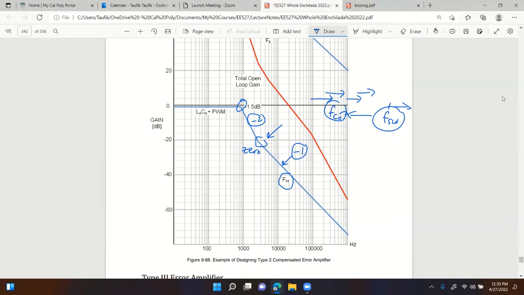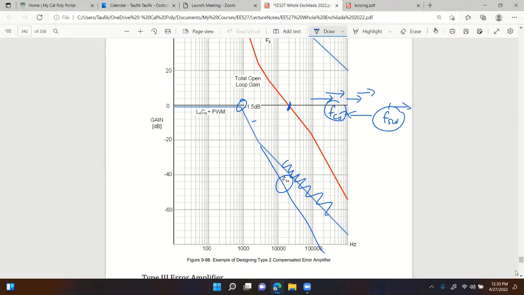So this is one case where we're going to need to use type 3, because then imagine if this is all -2 slope, something like this. Forget about this. Then you can still place your crossover frequency away from the switching frequency, but you just have to change the compensator to type 3 instead of type 2.